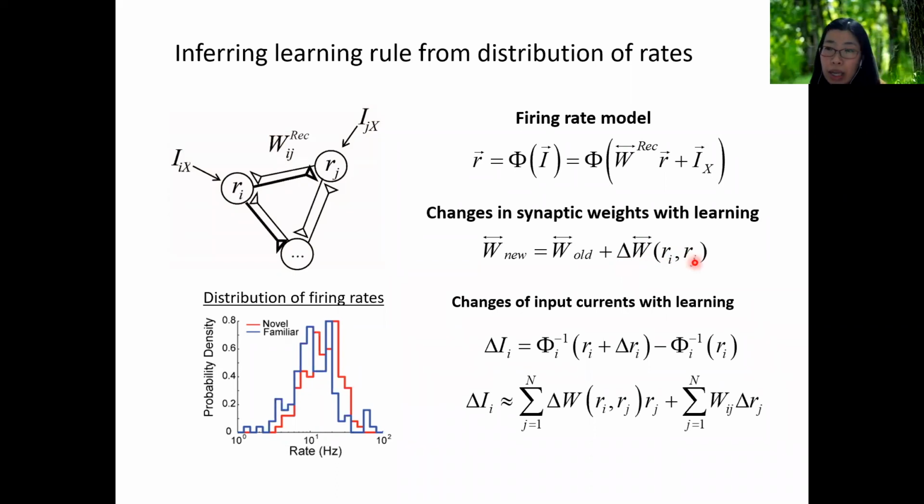And the goal here is we want to find out the form of this delta W. But what we have is these changes of the distribution of the firing rates before and after learning, that is R and R plus delta R. To derive the delta W from these changes of the firing rates, there are several steps we have to go through. First, since the synaptic rate is related to the input, we need to infer the change of the input in total. And then from the changes of the input, we want to infer the form of the synaptic plasticity.